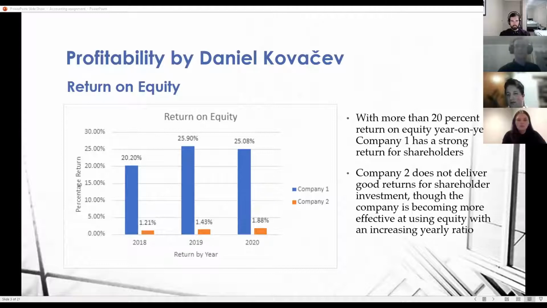We can see on our first ratio, on our return on equity, that with more than 20% return on equity year on year, Company 1, the blue shaded company, has a strong return for shareholders. And Company 2 is not quite as good, as it's only around 1.5%, though the company management is becoming more effective at using this equity in order to increase their equity and return.